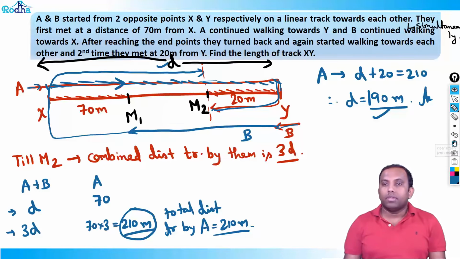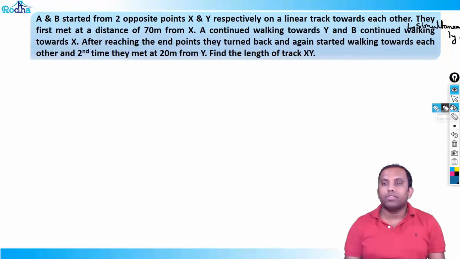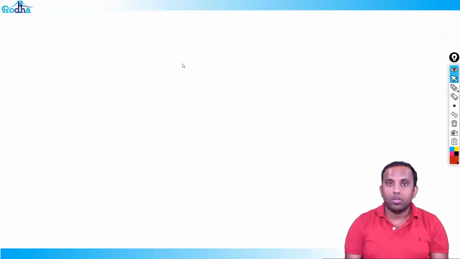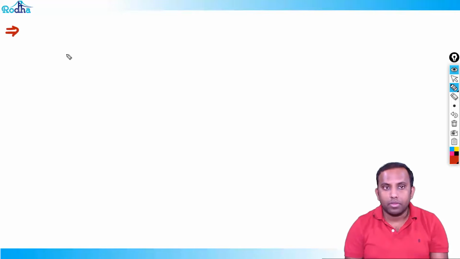Let's move to the next concept. Again, a very important concept. We are discussing here an important concept of linear tracks, where two people start from opposite points and run simultaneously. For example, let's see. Very important concept here. See this point.